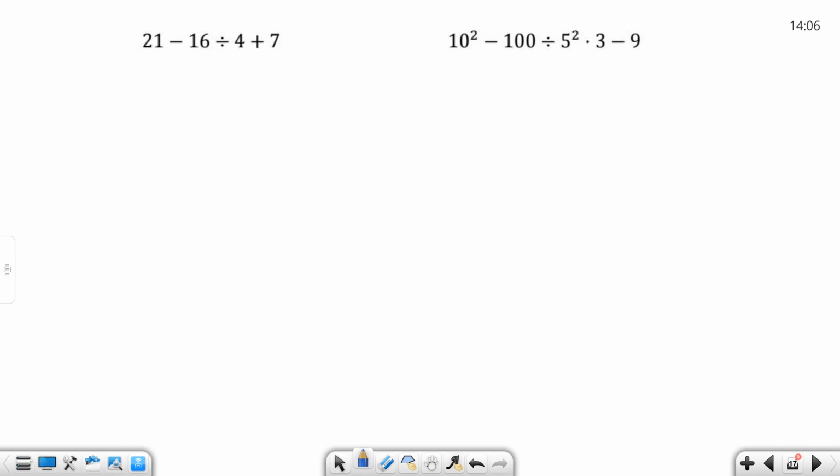So 21 minus 16 divided by 4 plus 7. Do I do 21 minus 16 first, negative 16 divided by 4 first, or divided by 4 plus 7 first? We do division first, right? Of addition, subtraction, division, definitely do division first.